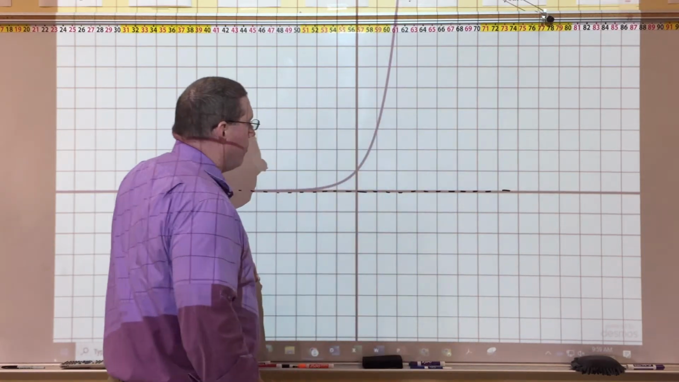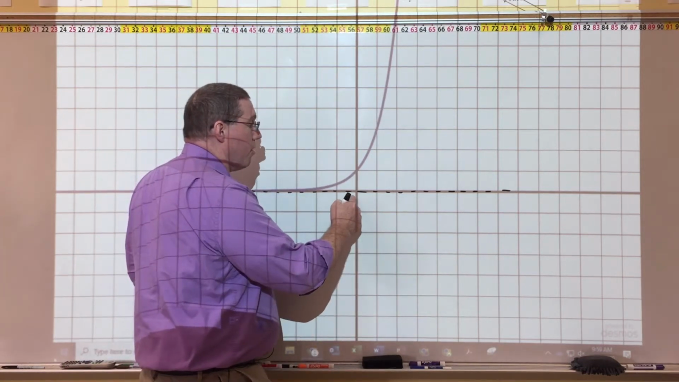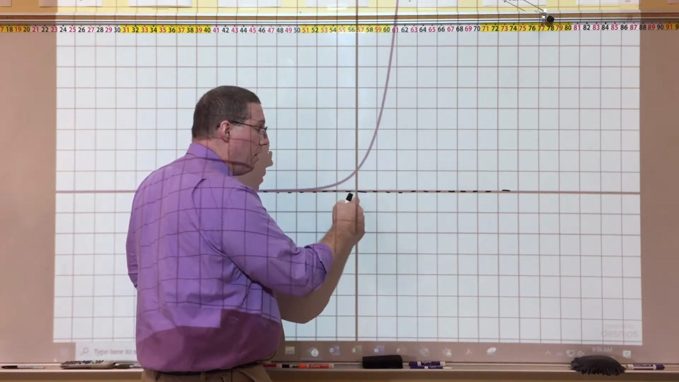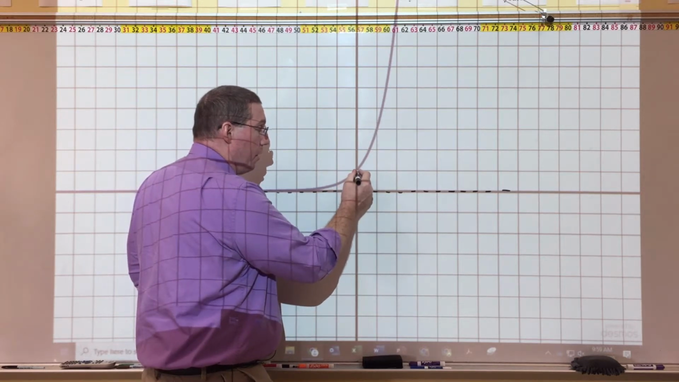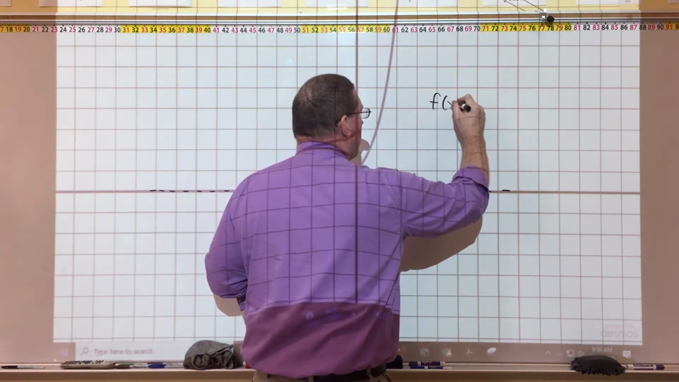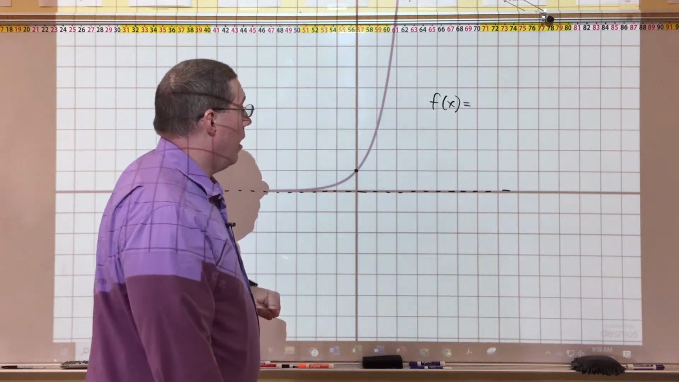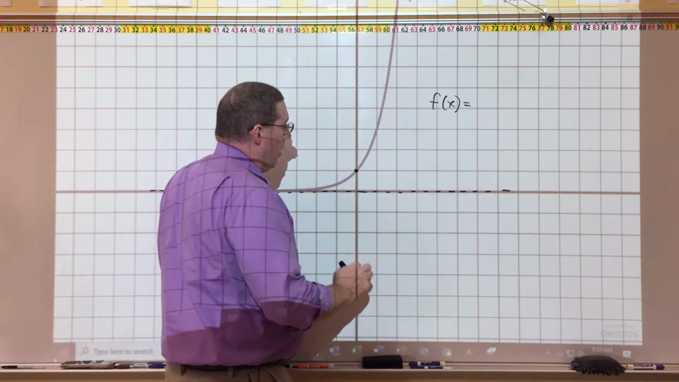And then we know that the point (0, 1) is above the asymptote, which means that we're in the normal location instead of being below. So we know that it's not negative. So this is going to be f(x) equals, it's not going to be a negative in front of the exponential term.